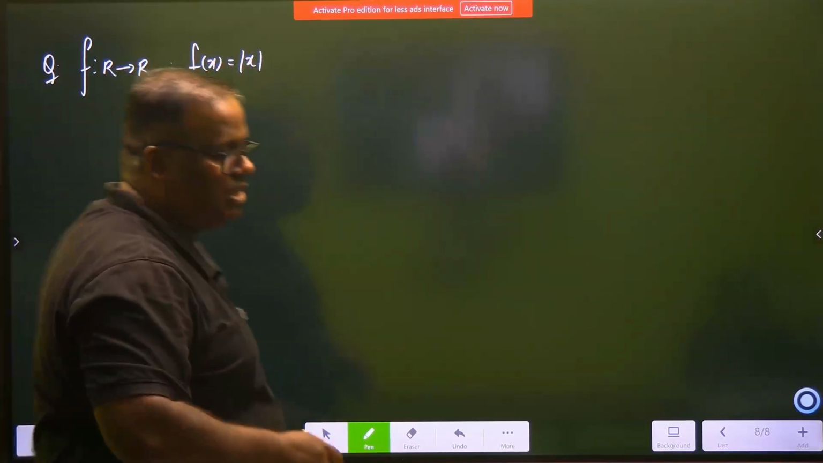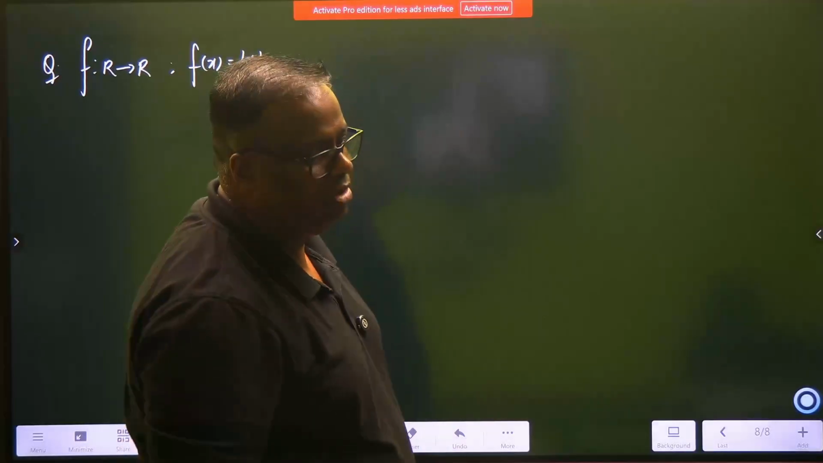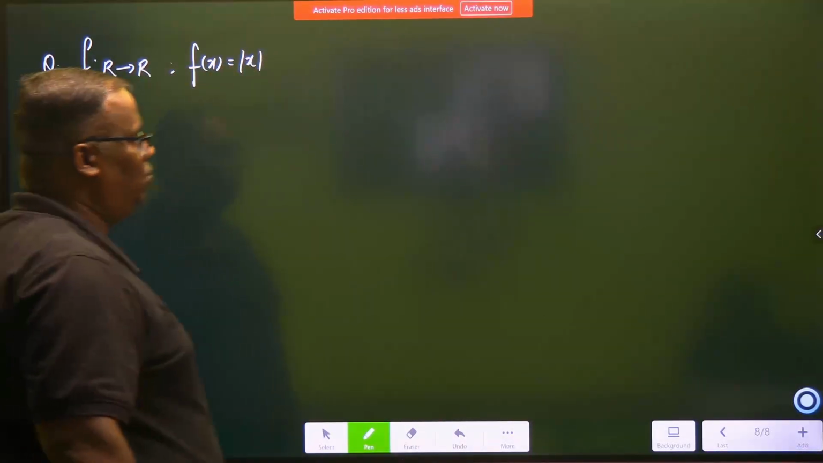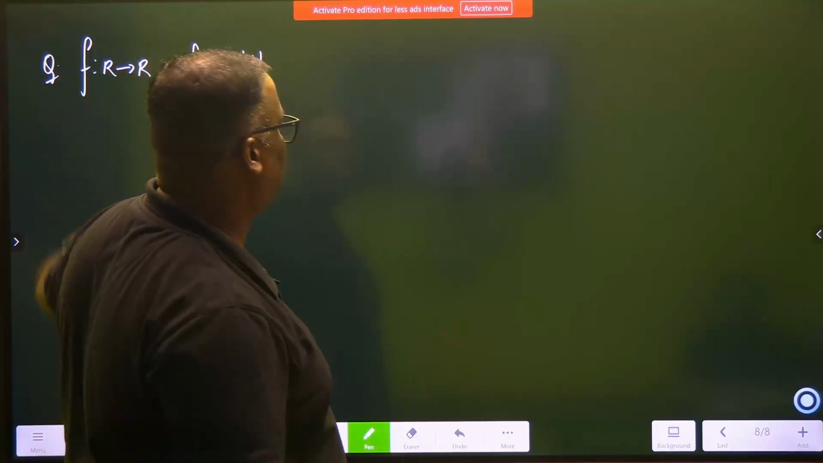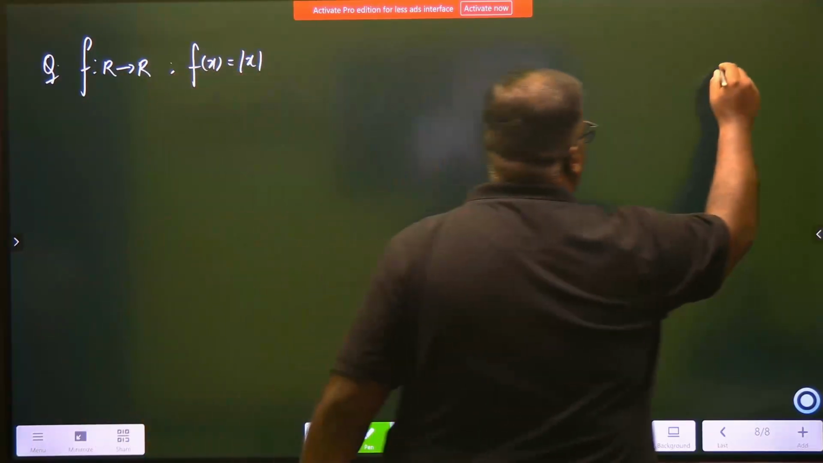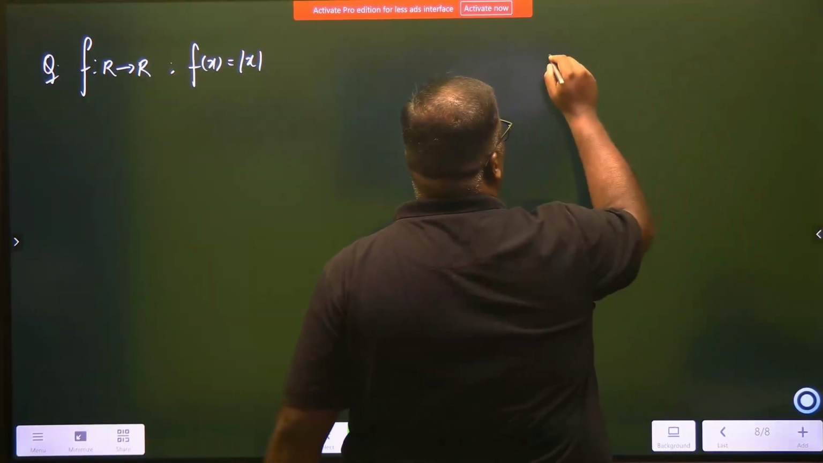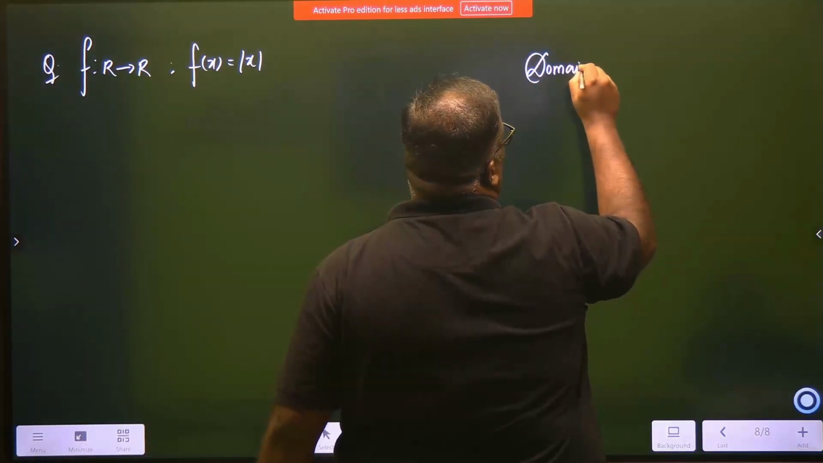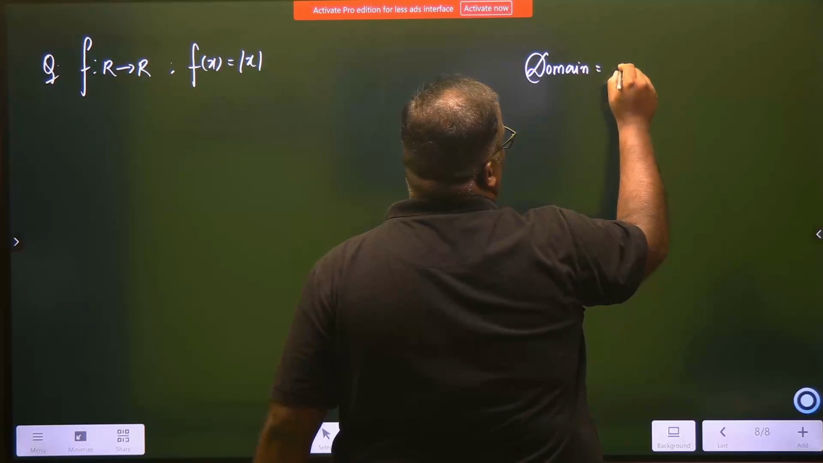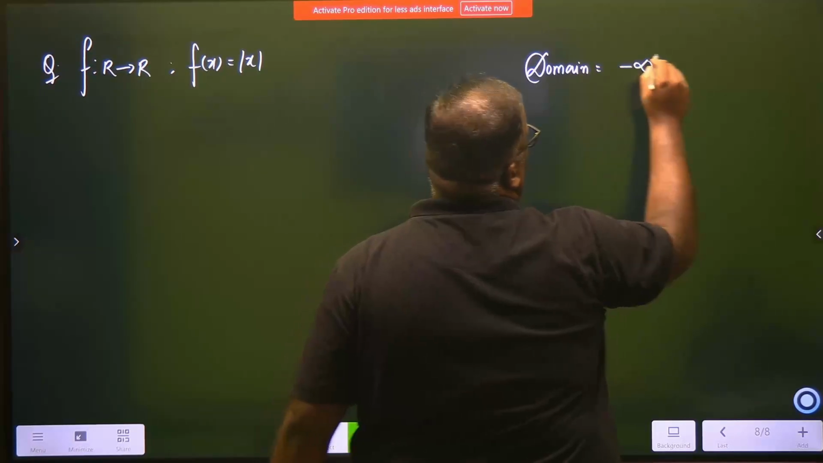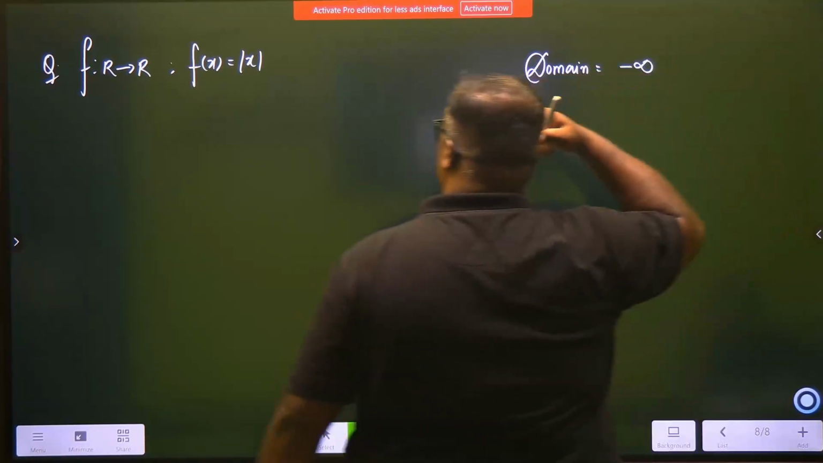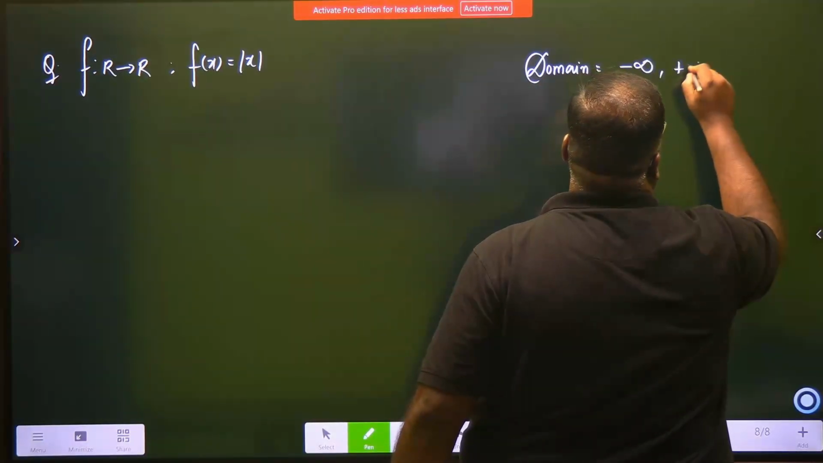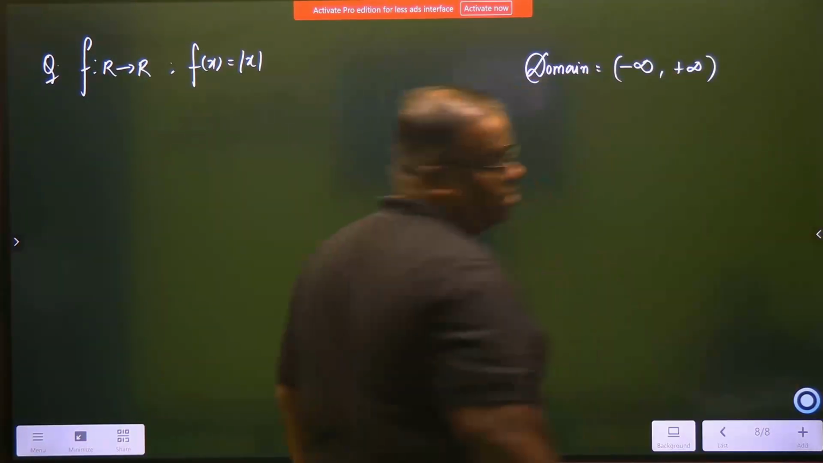Now, this is a very tricky question. You did not sweat out that much like before. Now, what is your input? Let's look at our input. If you see the domain of this function, the domain of this function is minus infinity to plus infinity. Do you agree or not?